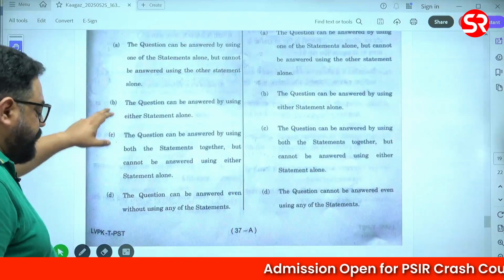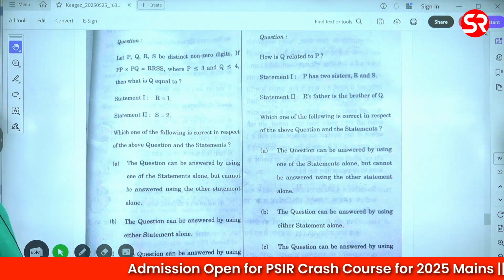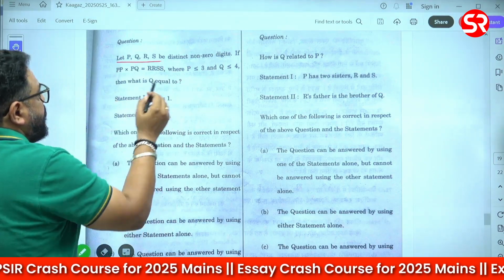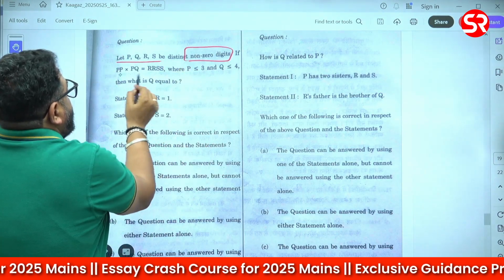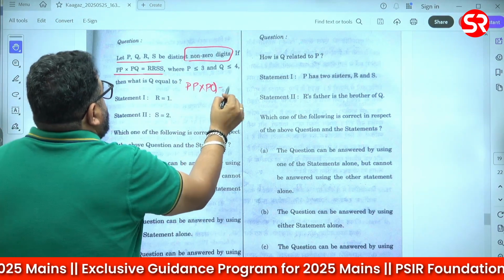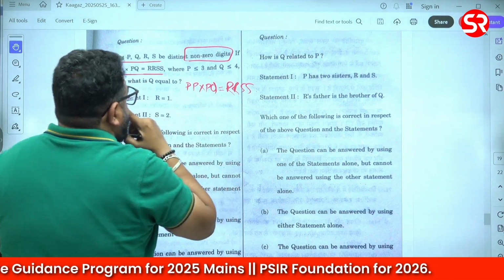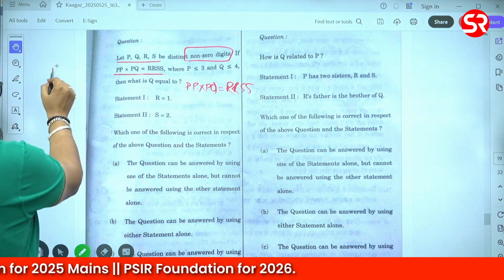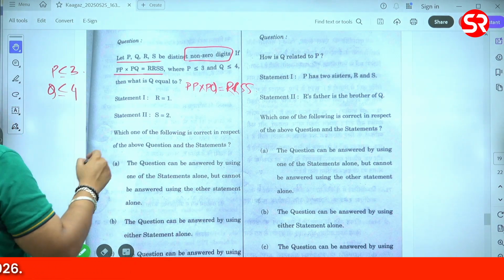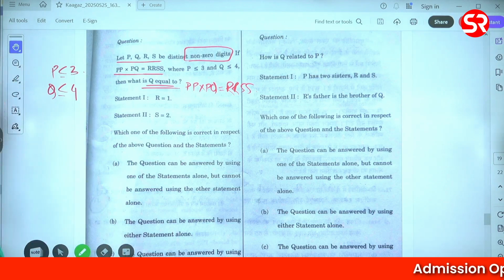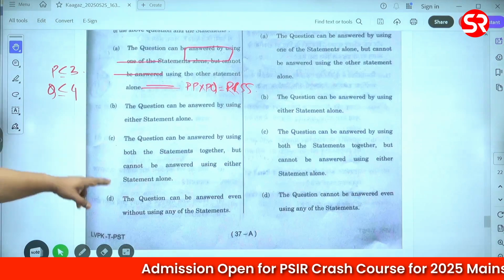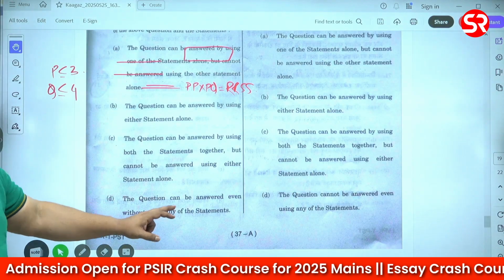Let us see the next one. Right? Now again he is giving you a lot of ranges. Let P, Q, R, S be distinct non-zero digits. If PP into PQ is equal to RRSS, right? Where P is less than or equal to 3 and Q is less than or equal to 4, right? So what is the value of Q? He is asking the value of Q. I just want to check the options once. Is there that option: the question can be answered even without using a statement, guys?